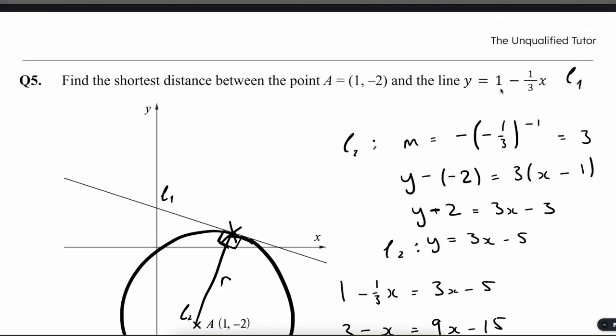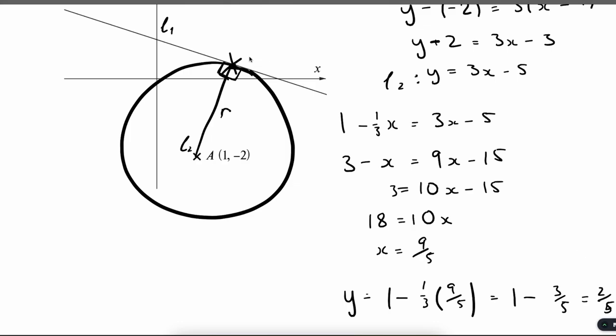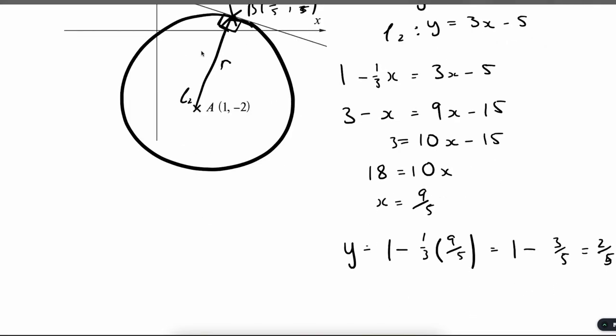So to find the y coordinate, we'll use the original equation here. So y is going to be 1 minus 1/3 of 9 over 5, which is 1 minus 3 over 5, which is going to be 2 over 5. So we know that this point here, let's call it B, is equal to 9 over 5, 2 over 5. And so we just need to find r, which is the distance between A and B.